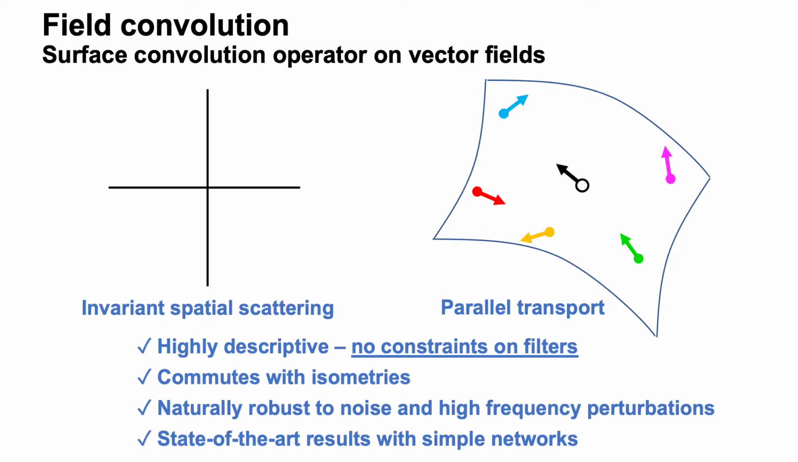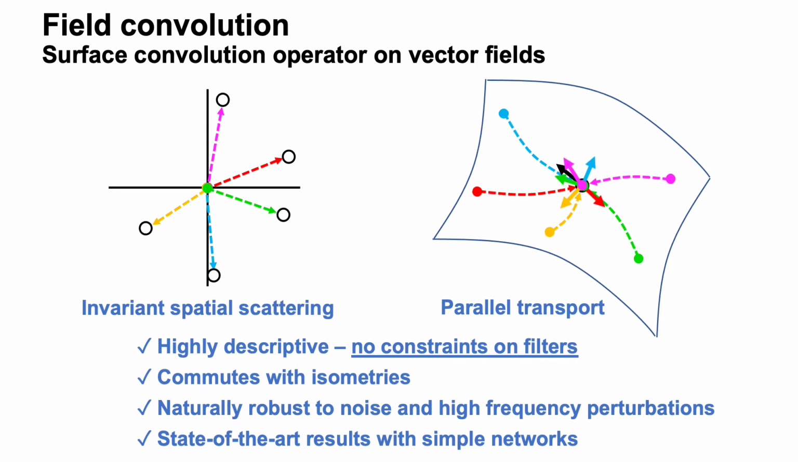In response, we introduce field convolution, a surface convolution operator on vector fields. This formulation combines intrinsic spatial scattering with parallel transport while placing no constraints on the filters themselves. In terms of CNNs, this means that in principle, field convolutions can learn any filter. Field convolutions commute with isometries and are naturally robust to noise and high-frequency perturbations of the surface. Using simple networks constructed from residual field convolution blocks, we achieve state-of-the-art results on several standard benchmarks in fundamental geometry processing tasks.